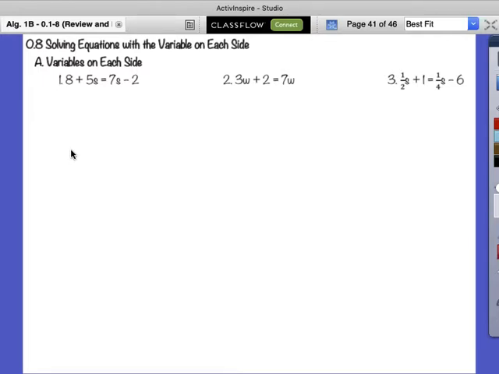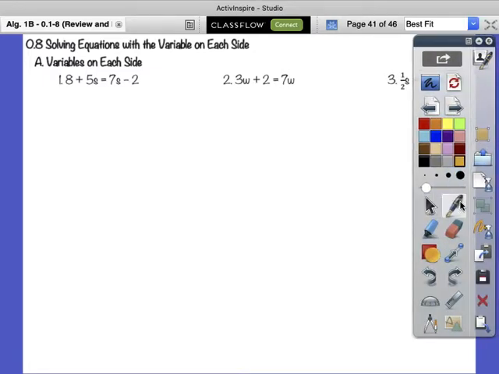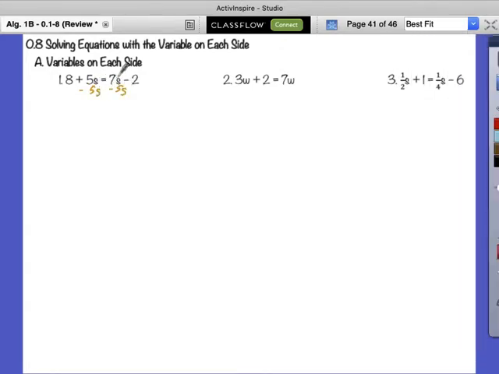Subtract 5s. Yeah, let's move some s's around. We want to get all of our variables on one side together. So we have two options, and I like the one Emily chose. We can either move 5s by subtracting it from both sides and do 7 minus 5. That would give us a positive 2, right?